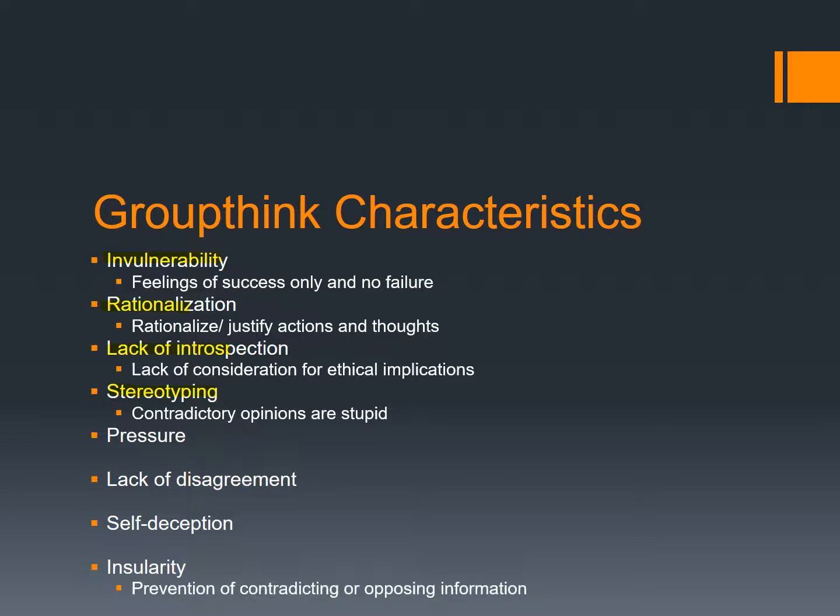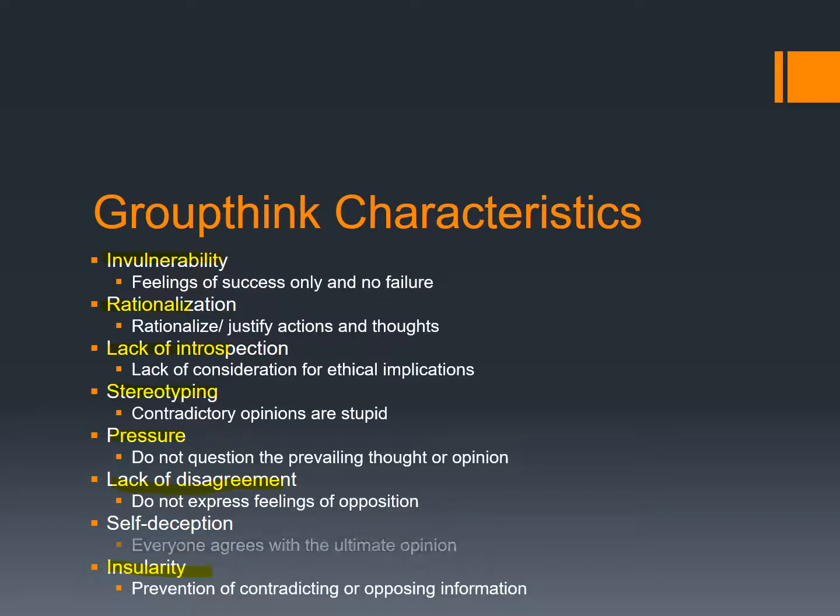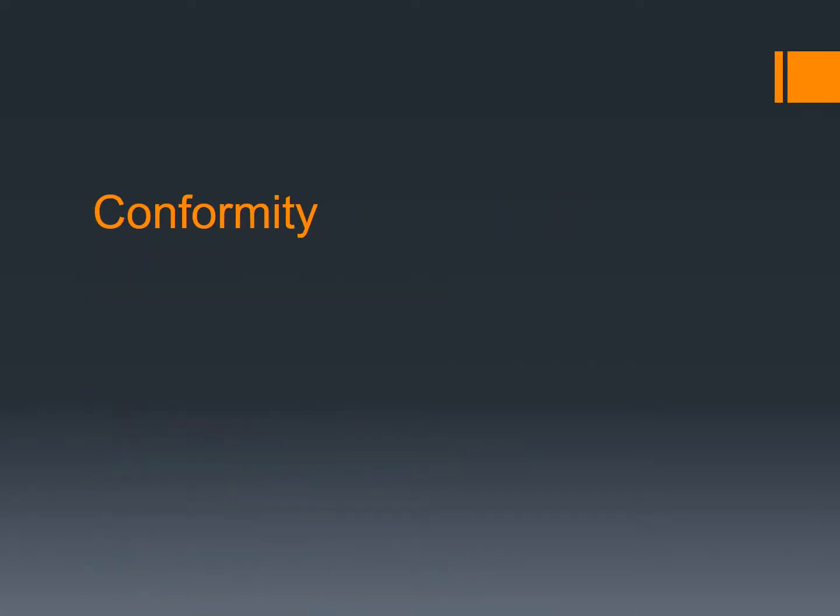Since nobody is disagreeing with the prevailing opinion, everybody believes that everyone agrees with it, and everybody senses this pressure to not question it. Therefore, since no one is disagreeing, everybody thinks that everyone agrees with the ultimate opinion. Group behavior, social facilitation, social loafing, and de-individuation are additional components of conformity.